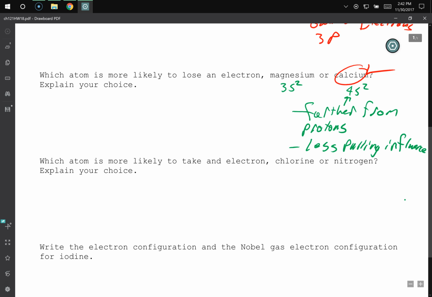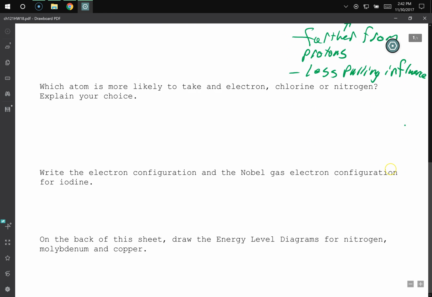So the calcium is actually pulling a lot harder though, right? How many protons does calcium have? 20. And the magnesium only has 12, right? But since those two electrons are considerably further away from the nucleus, those extra protons are not powerful enough to pull them in closer than those of magnesium. So then it's more likely for that calcium atom to lose its electrons.